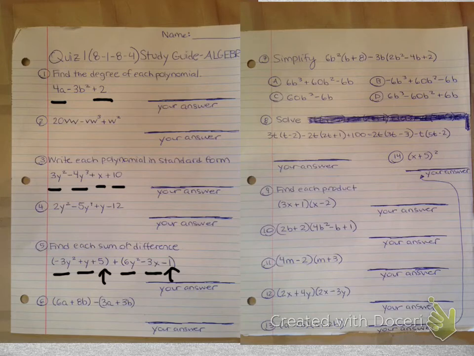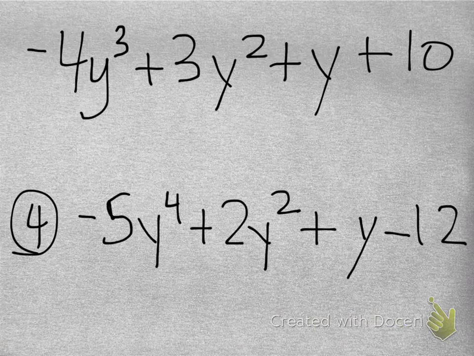And then number 6, same idea, combine like terms with variables and exponents that are the same. So these terms 6a and minus 3a both have a's with them. So we're going to do 6a minus 3a, which is 3a.